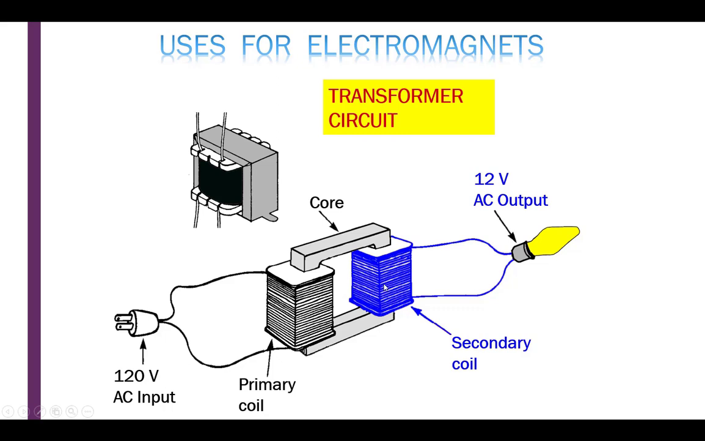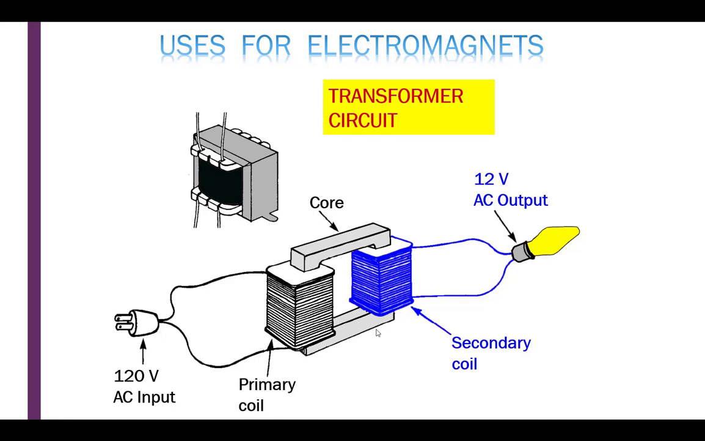There's nothing connecting these two coils. The primary coil and the secondary coil are not connected. I've got a core here. I'll say they're not connected electrically, but they are connected magnetically. So let's see how this works.